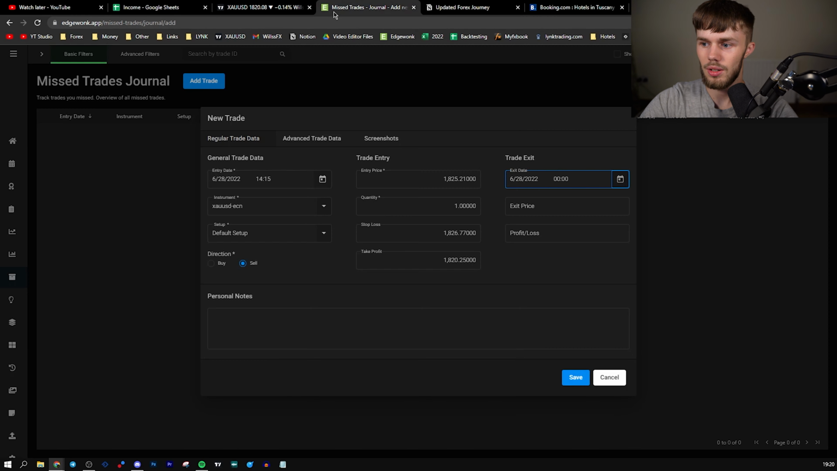Exit date, that was obviously going to be today, and the time it actually hit the TP was at 14:45. So the trade was only active for 30 minutes if price was actually in the trade. And then the TP would obviously be the same as the exit price, and the profit and loss, you can calculate that. But my personal account size is $200,000. So that would have been a $6,000 win.